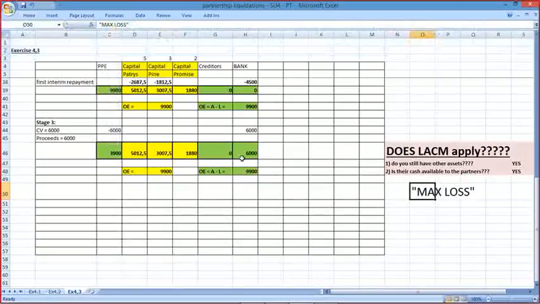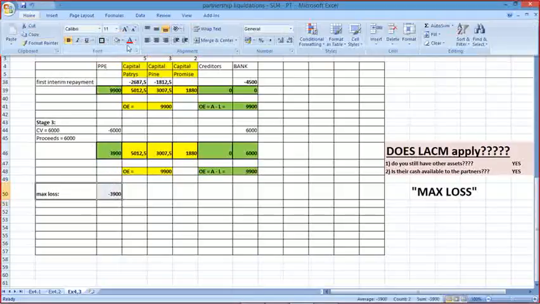So in B50 we can write max loss. Okay. And then we say in C50 minus 3,900. Good. See, that's good. Now you're looking at what is the maximum loss. Great. Keep going.